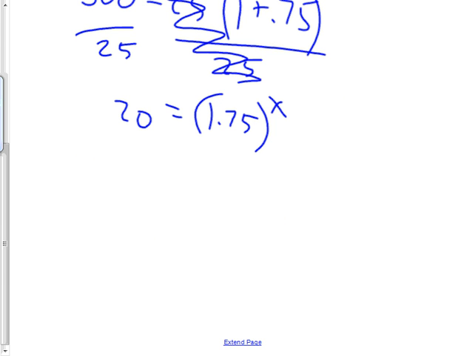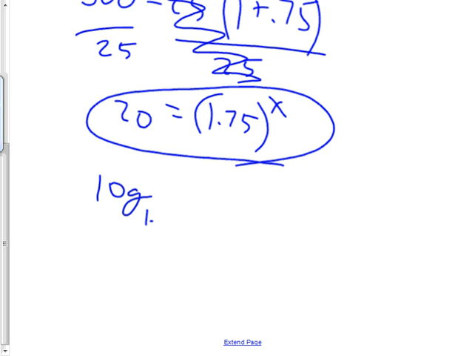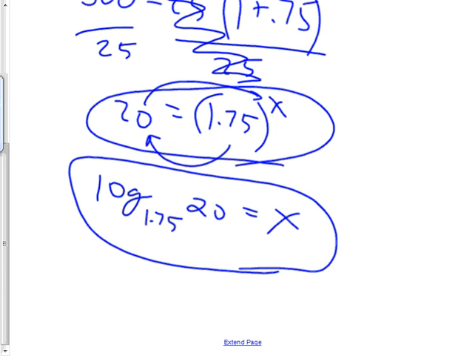Rewrite. This would be log base what? No, it's not base 20. What's the base in this problem right here? 1.75. Log base 1.75. Then you got to jump to the other side. Pick up the 20. Jump back. Equals x. Here's your answer. Could you put that in the calculator? Does your calculator do 1.75 base?